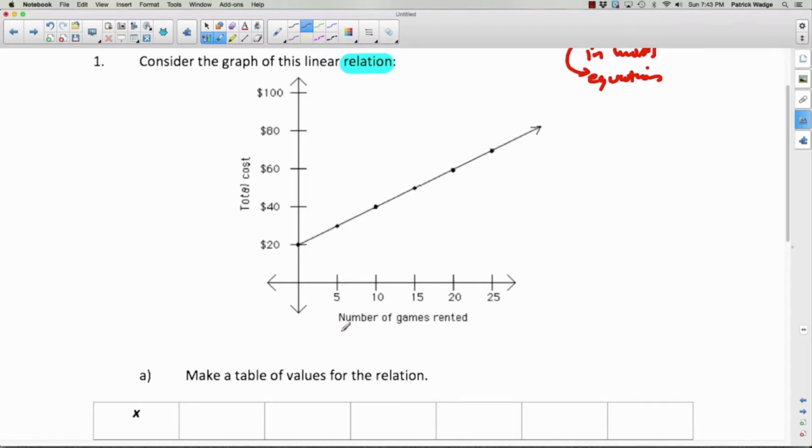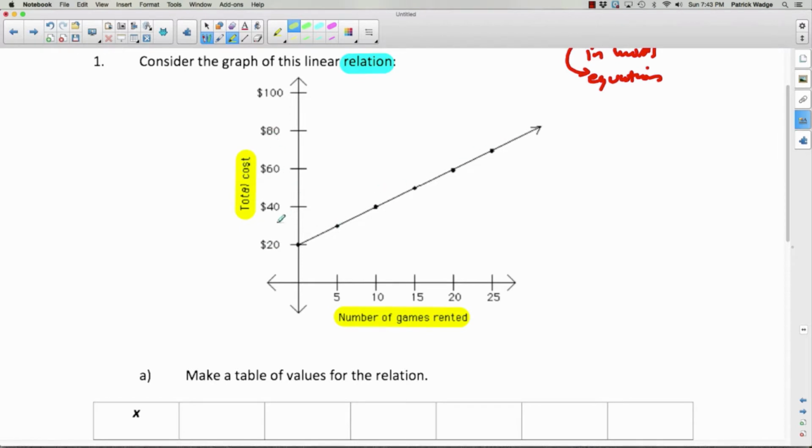Alright, so what do we got here? We got a number of games rented. So, someone's going and renting games for their PS4 or whatever. I can't even pretend I understand those things. I don't know anything about gaming. I feel embarrassed. I know I've made a fool of myself by saying PS4. And then we have the total cost here.